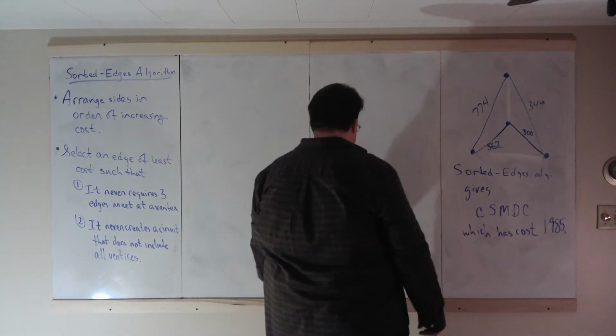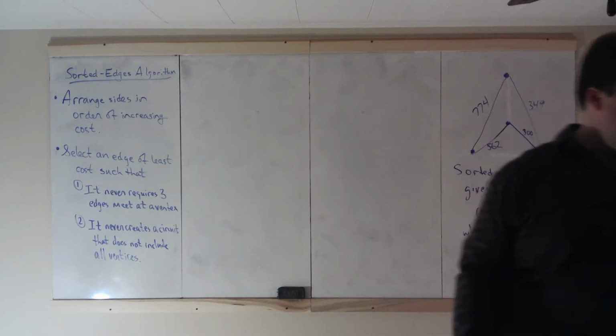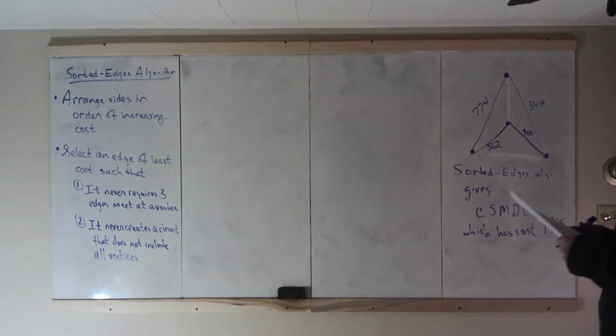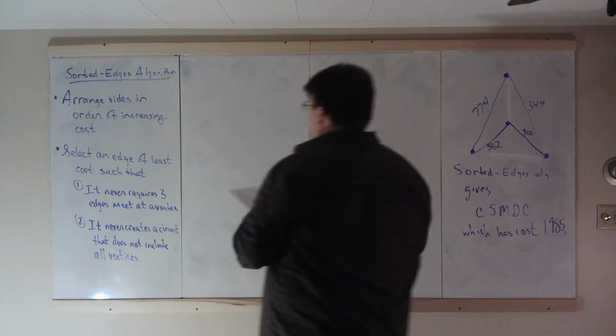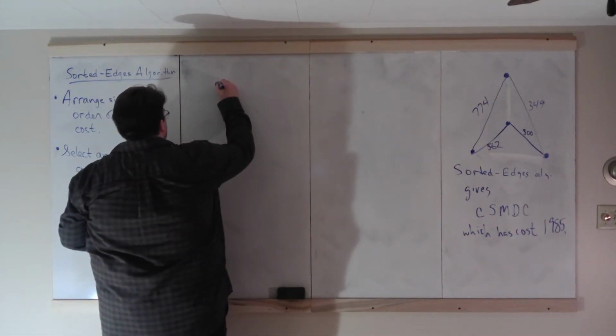But in this case, it did not give the one of lowest cost. But with many, many vertices, it may be useful. Let's do the sorted edges algorithm on that other graph, that graph with 5 vertices.